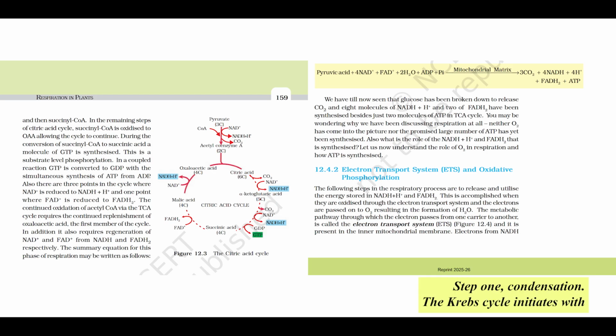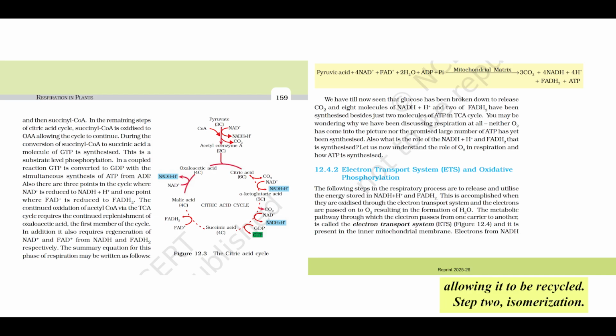Step 1, condensation. The Krebs cycle initiates with a highly significant condensation reaction. The 2-carbon acetyl group from acetyl-CoA combines with a 4-carbon molecule called oxaloacetic acid, OAA, in the presence of water. This reaction yields a 6-carbon compound, which is citric acid, hence why this cycle is also known as the citric acid cycle. This crucial initial reaction is catalyzed by the enzyme citrate synthase, and importantly, coenzyme A, CoA, is simultaneously released, allowing it to be recycled.